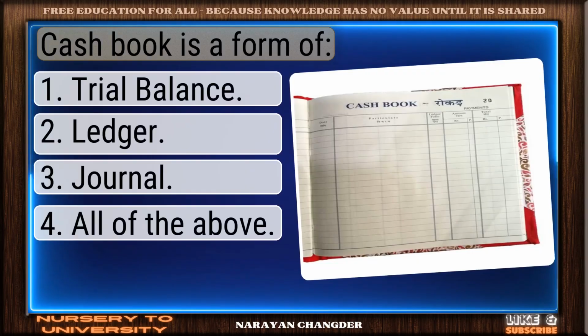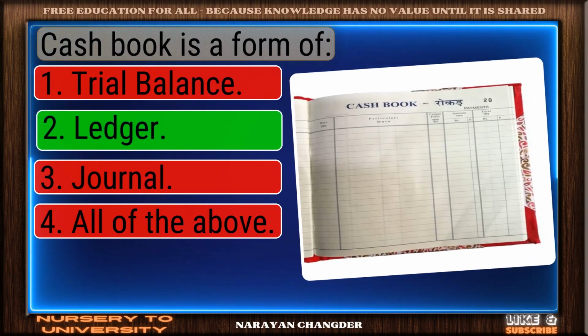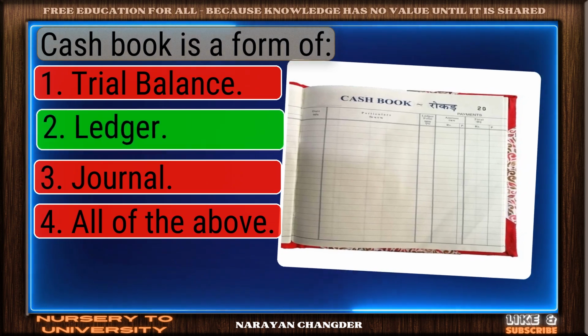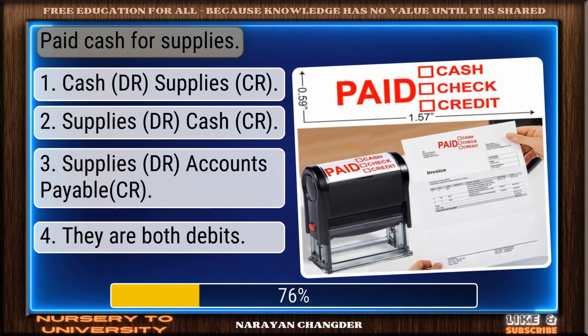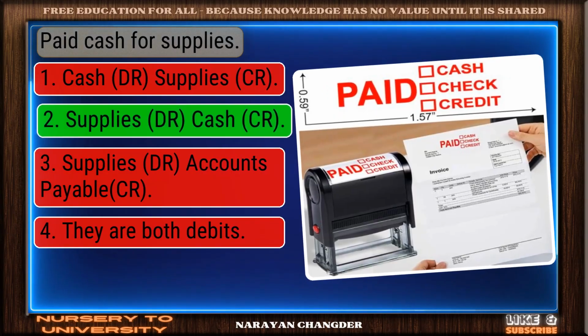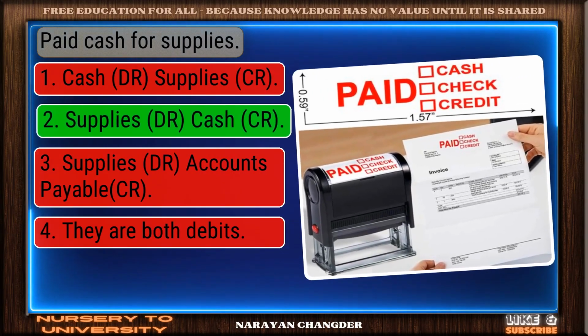Cash book is a form of. Exactly. Ledger makes sense and it is the right choice. Paid cash for supplies. You're right. Supplies, cash is the correct answer.